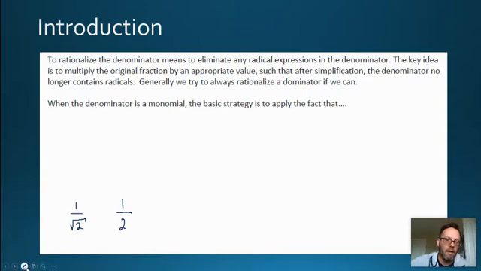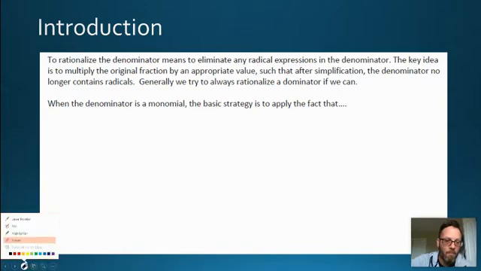So in this lesson, we'll learn a few algebraic tricks to go from a denominator that's a radical to one where it's an integer. The key idea is that we're going to be multiplying our expression by something appropriate that's going to clear the denominators. And again, generally we like to rationalize denominators whenever we can. It's just a convention that we use in mathematics.